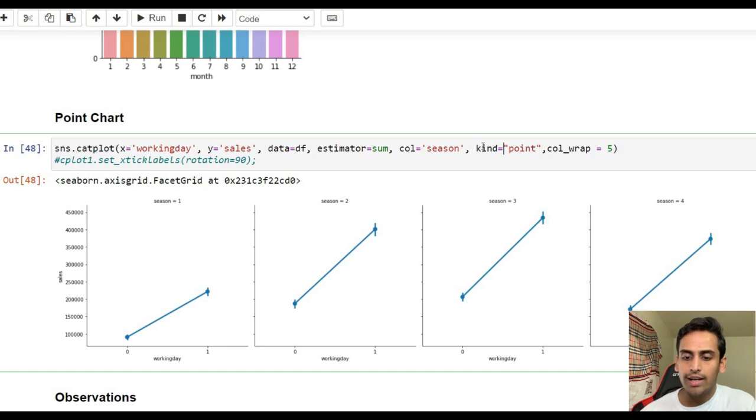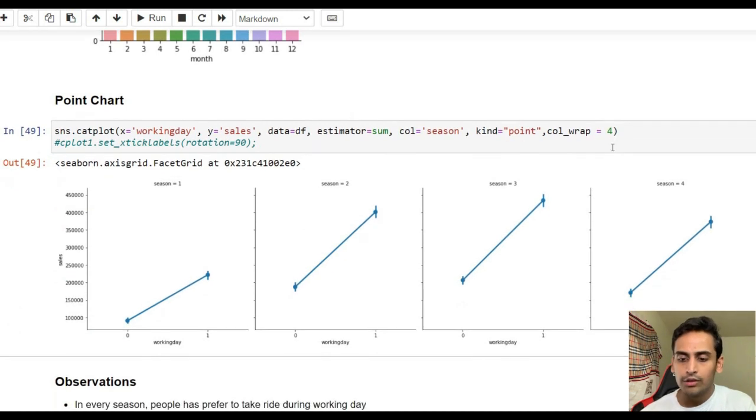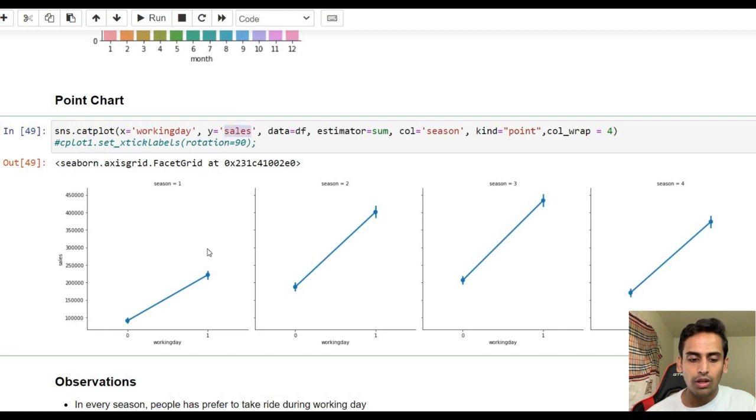So since you want point, I'm creating a point chart, and since I passed the parameter column underscore wrap equal to 5, it has created 4 different charts here. So let me put 4 instead of 5, because there are only 4 seasons. So that's why it's showing only 4 columns. So I can see for each graph, it is telling me the point chart between 0 and 1 and telling me what is my total volume of sales.